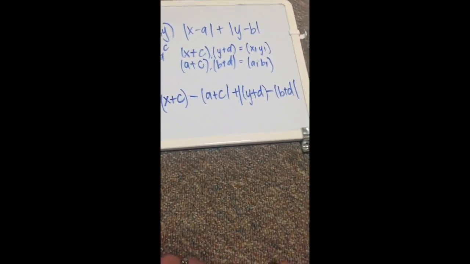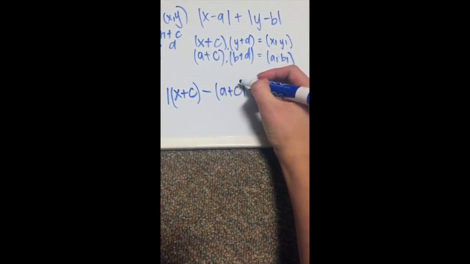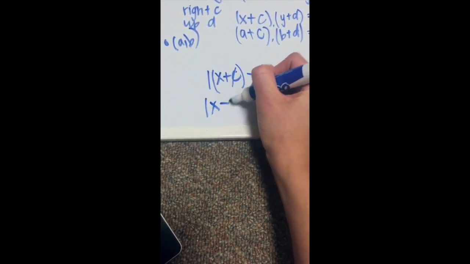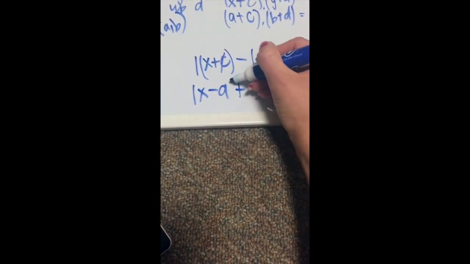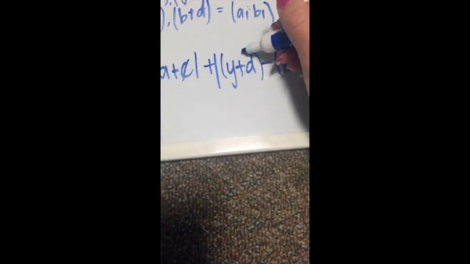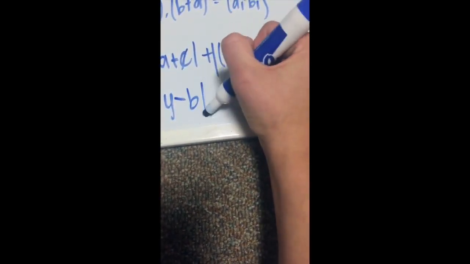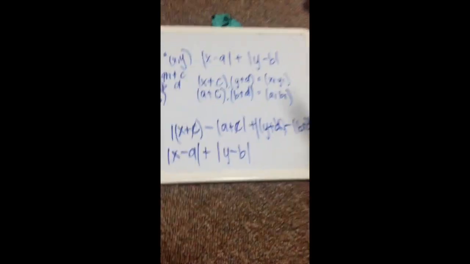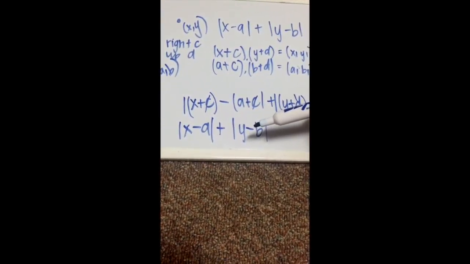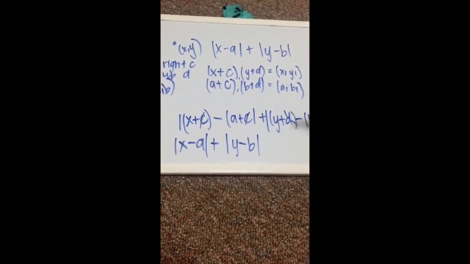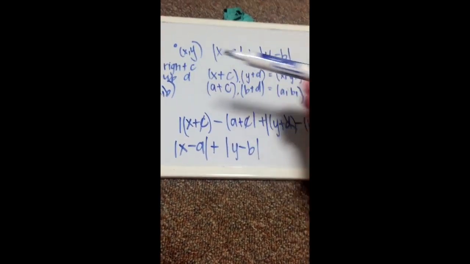We can now simplify our equation because we have C minus C, which leaves us with the absolute value of X minus A plus, the D's cancel over here, so then we have the absolute value of Y minus B. As you can see, the distance of our new points, X1, Y1, and A1, B1, is the same as the distance between XY and AB.